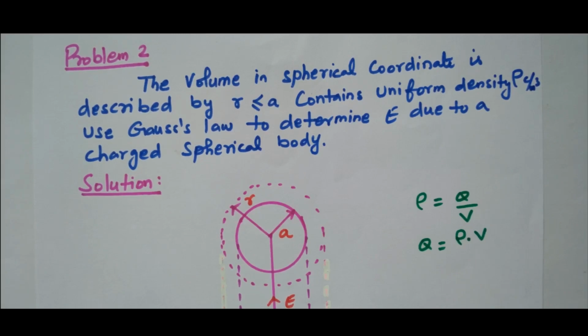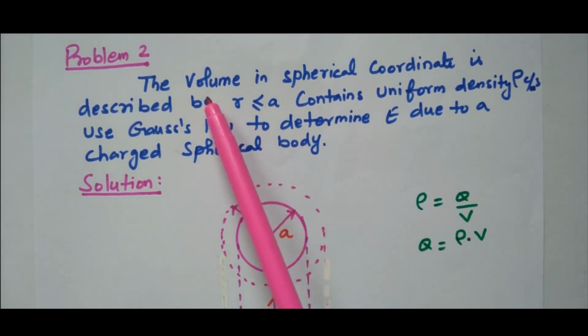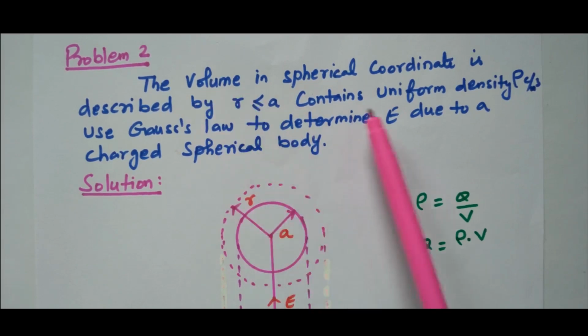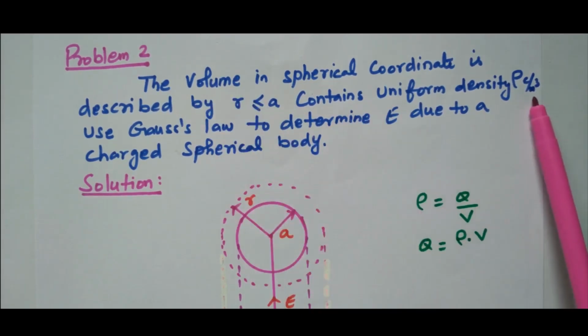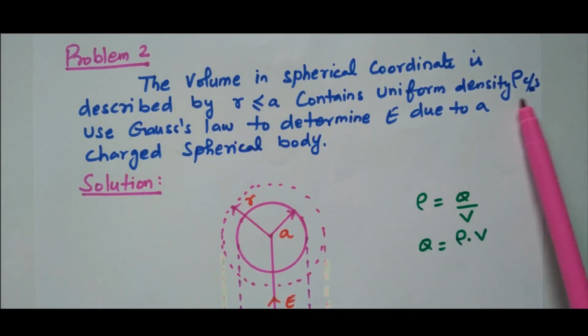Now we'll go to the second problem. In this, the volume in spherical coordinates is described. Volume means the entire volume where the charges are available, inside as well as on the surface. In the previous problem, the charges are available only on the surface, but here we consider volume, right? It contains rho coulomb per meter cube. So in the entire volume, the charge is available. This is the charge density, rho coulomb per meter cube.